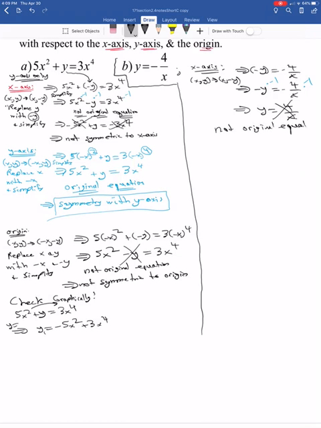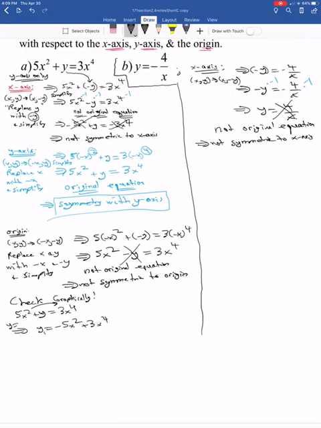So if you were to graph this function here as a rational function, it's not symmetric with respect to the x-axis. So it fails the x-axis symmetry. So it doesn't hold true with that one.